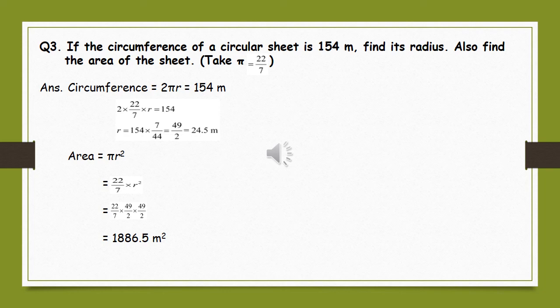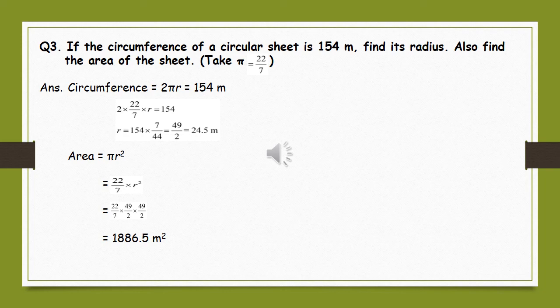Here the concept of both circumference and area are to be used. So circumference formula is 2 pi r. The value is given as 154 meter. So 2 into 22 by 7 into r is equal to 154. R is equal to 154 into 7 by 44. That is 49 by 2 or 24.5 meter.